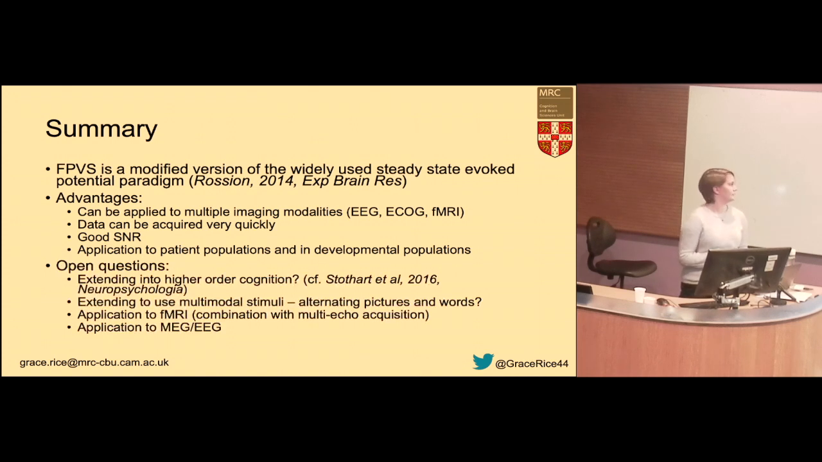So, as I say, we're openly piloting this at the CBU at the moment. And what we want to do is to be able to extend this method beyond the perceptual processing domain and into more higher order cognition, including semantics, and see if we can manipulate the types of probes that are used and the distance to the targets and things like that. And we also want to see if we can extend it to use multimodal stimuli. So rather than having just a train of pictures or a train of words, can we alternate between the two and capture more multimodal processing? And we're doing this both in fMRI and with MEG, EEG.